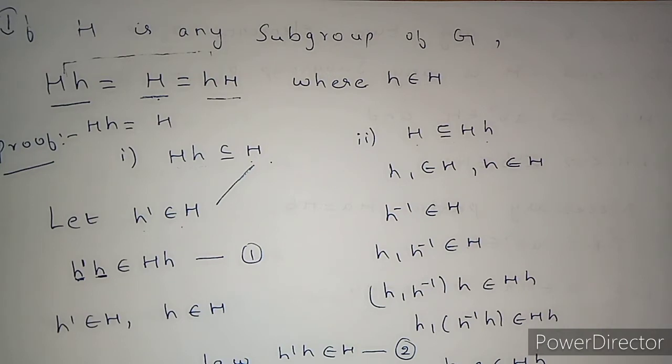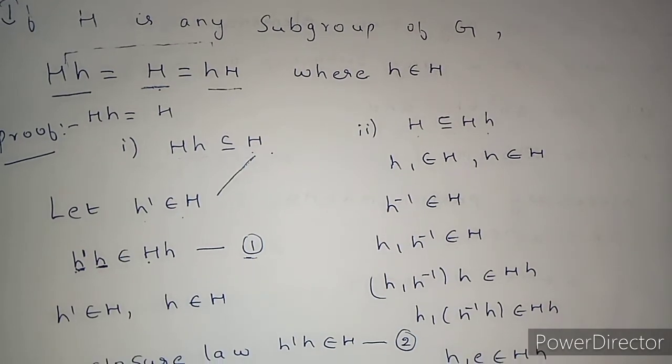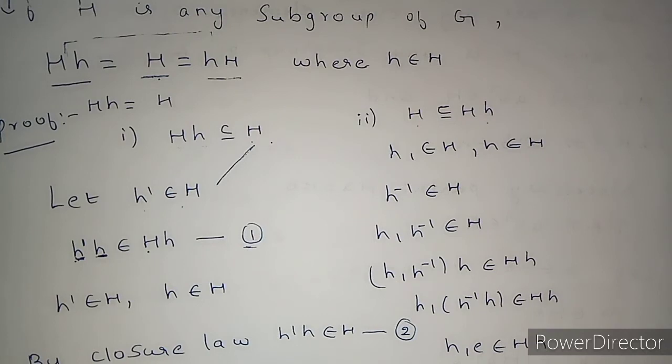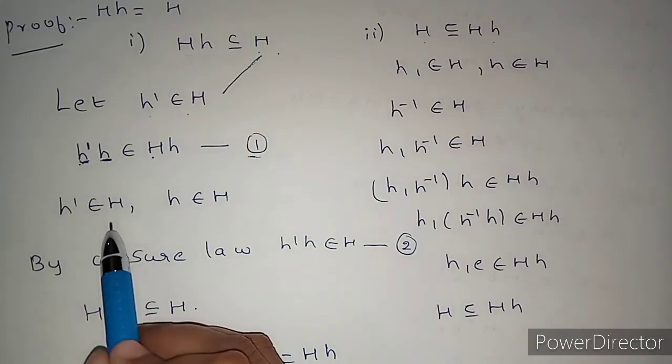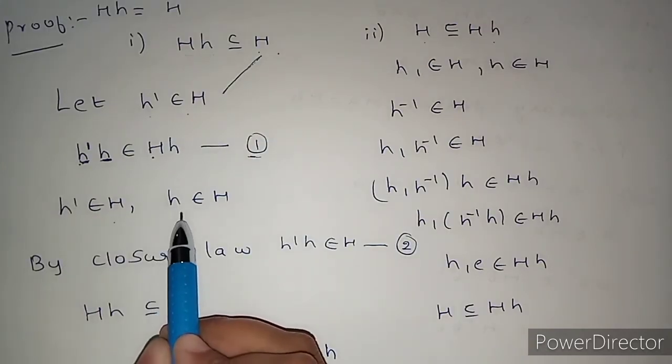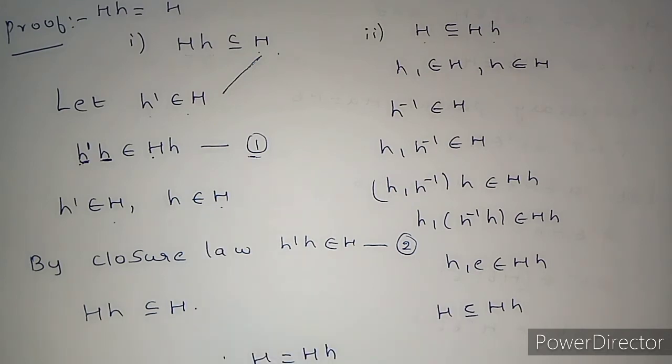Element of subgroup, if element of subgroup is multiplied to right side of h, then it will belong to right coset, right? Here I am multiplying h to the right side of h', then it will belong to right coset, right? I hope you understood this. Let us take this as equation 1. Now we assume that h' belongs to H. Let us take h also belongs to H.